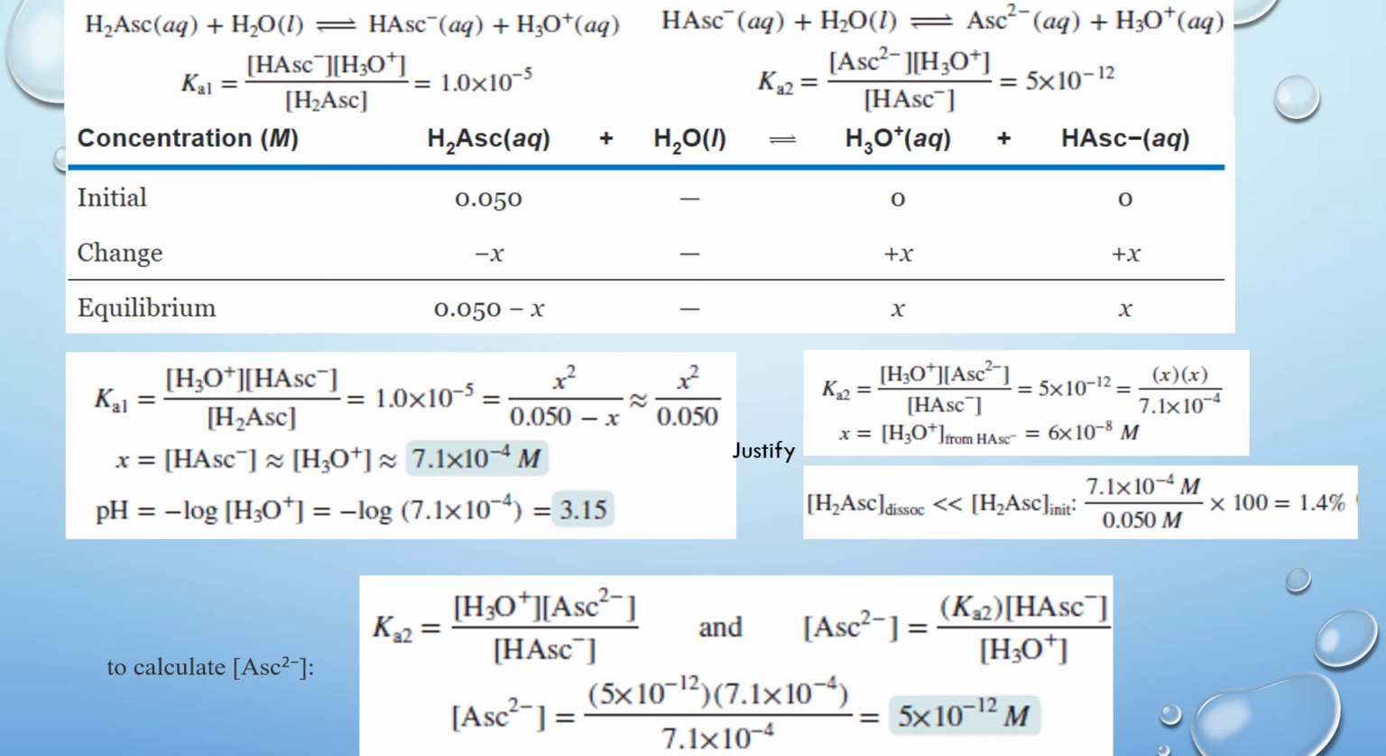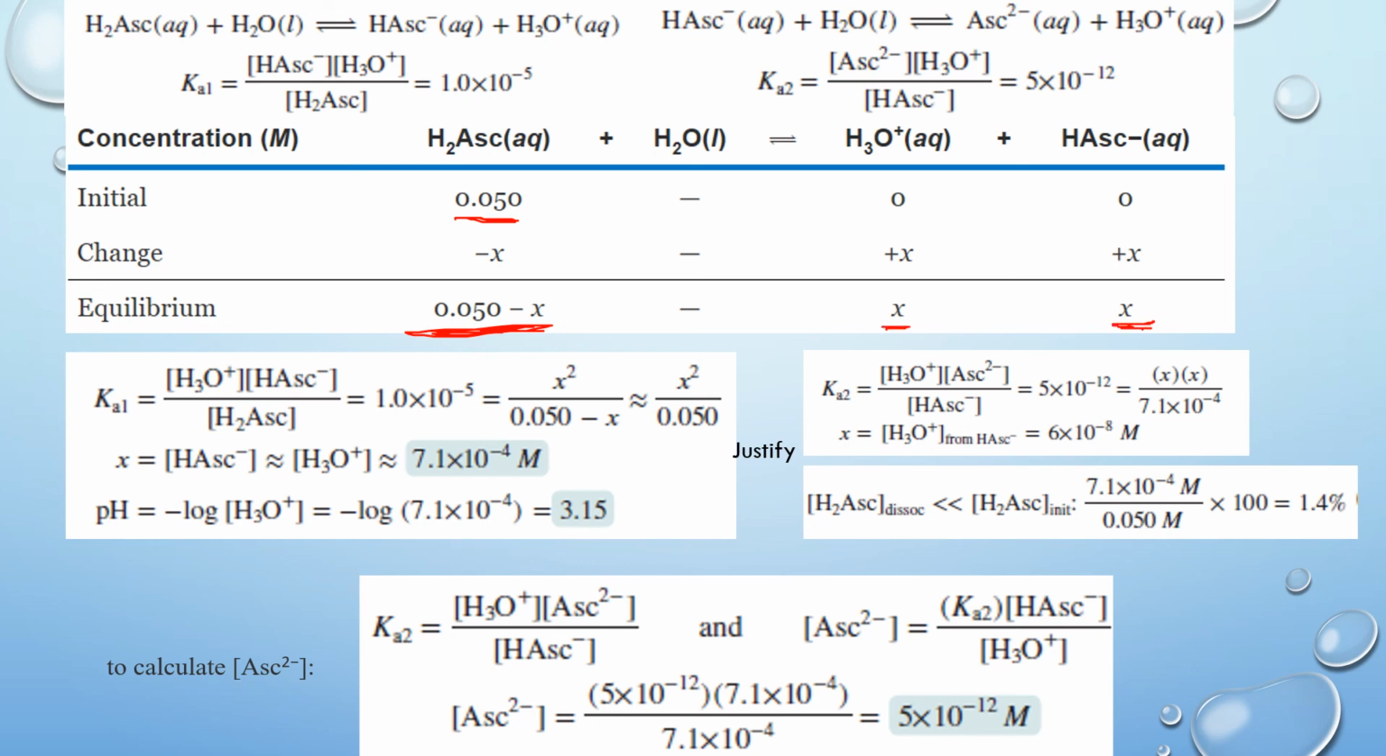Now we can use the ICE table to calculate the X, or the amount of this proton and the conjugate base after the first reaction. We have the initial concentration of 0.05, and after the reaction reaches equilibrium, the equilibrium concentration for the acid becomes 0.05 minus X. And for the proton and the conjugate base, the equilibrium concentration is equal to X.